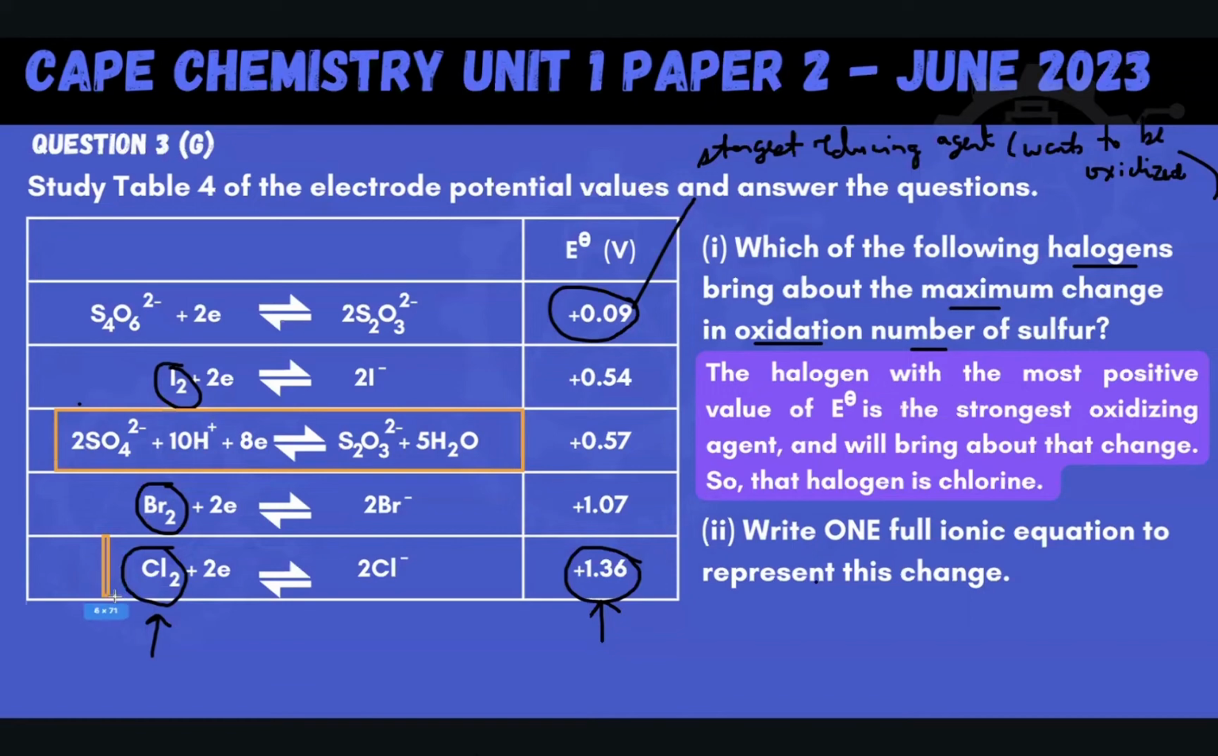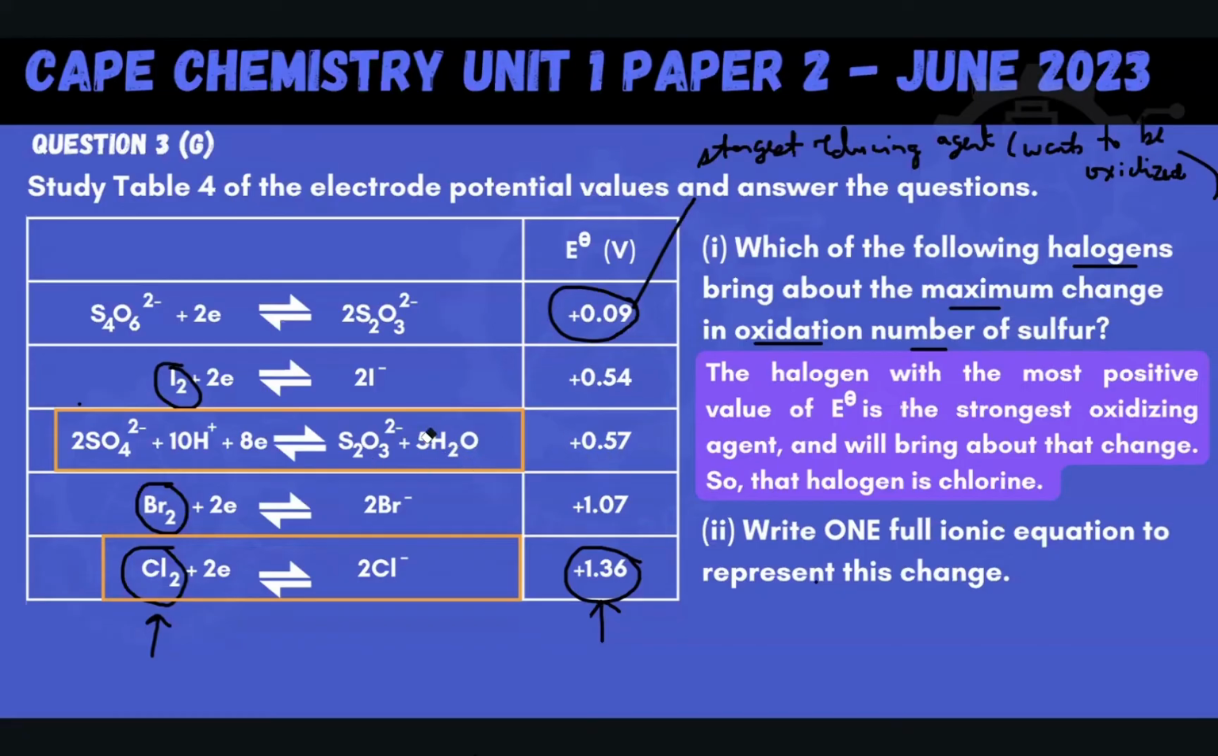And of course, it's the chlorine that's going to bring about that maximum change out of all the halogens. So this is my other half. So I'm going to write down those two halves now. So the first half, I'm going to put it right here, would have been my 2. Because this is the one that wants to be reduced the most, which is our strongest oxidizing agent, then the other half will be the portion that will act as our strong reducing agent.